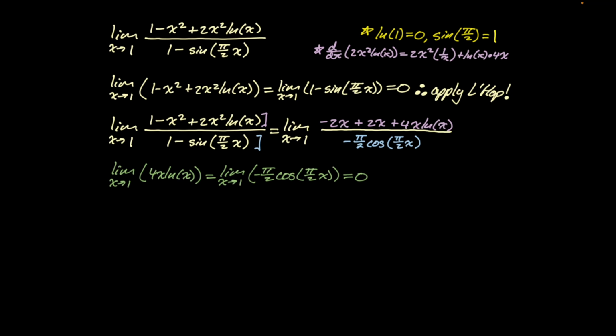So we're going to state that. If you're not sure why, we had that natural log rule before. And also, we know that the cosine of pi over 2 is equal to 0.